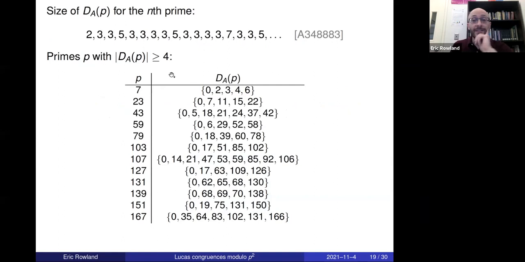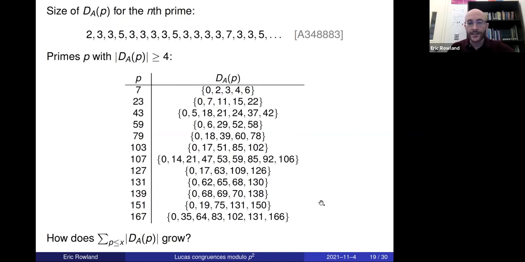All right, as of yesterday, this sequence is in the OEIS. This is the size of D sub A of P, so the number of digits for the nth prime that this reflection symmetry holds modulo P squared. Here are the first several primes where this set is bigger than or equal to 4. So we know that for all the odd primes, we have at least 3 digits in this set. Here are the particularly big ones. So 107, we have 1, 2, 3, 4, 5, 6, 7, 8, 9 digits in the set.